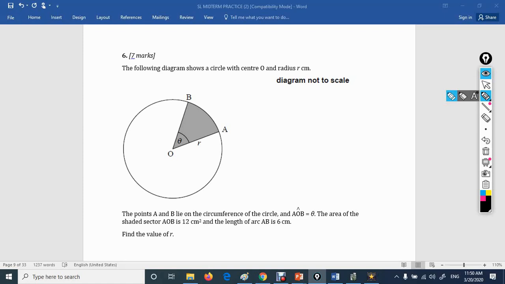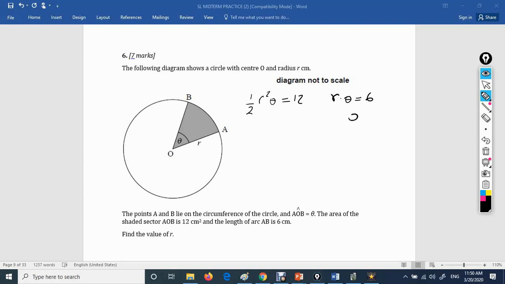So basically here they're implying that we use these two formulas, the one for the area of a sector in a circle. So let's use that. So the formula says that 1/2 r squared times the angle in radians equals the area, which in this case is 12. And the other factor they want us to use is the formula for the arc length. And for the arc length, we have that r times theta equals the arc length, in this case 6. So we have a system of equations that we can use to solve for r.